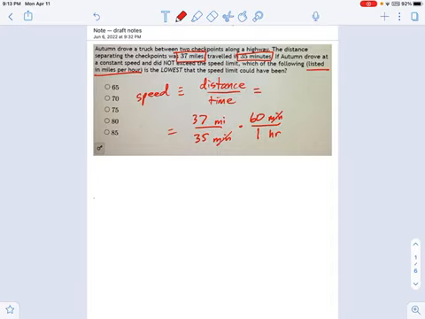So I'm going to take 37, divide it by 35, and then multiply by that 60. So what I get is the following: 63.43, and this time it's in units of miles per hour. Okay, great. Now we've got to focus back again on what this problem's asking for, because it's saying it in kind of a silly way.